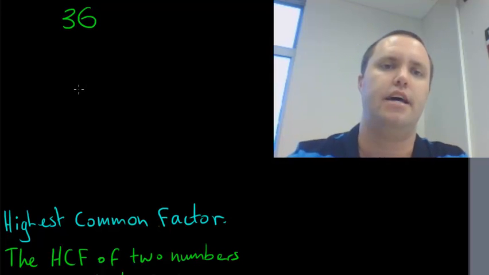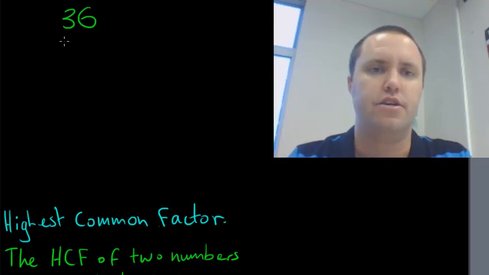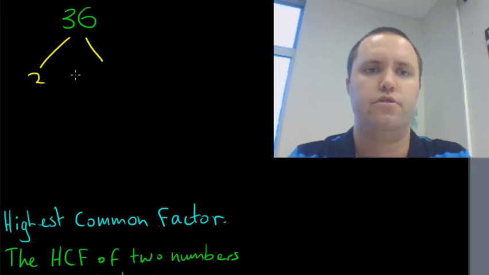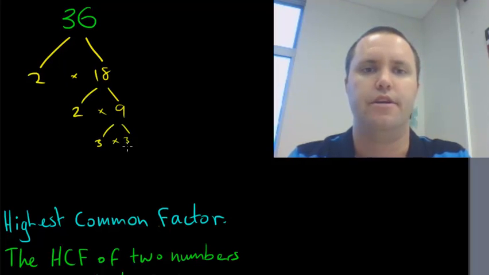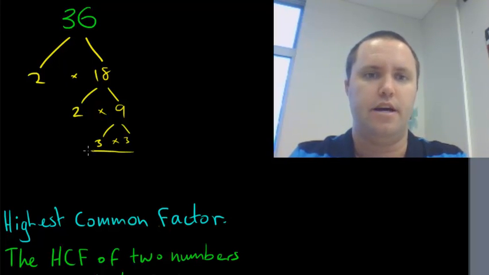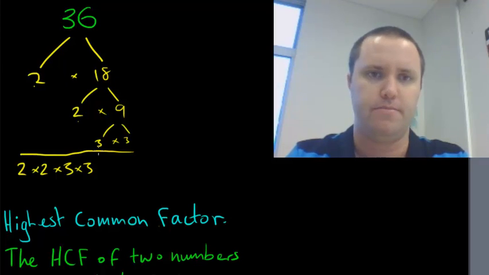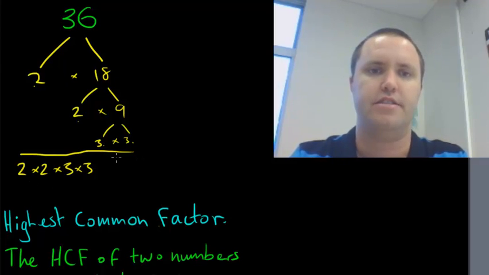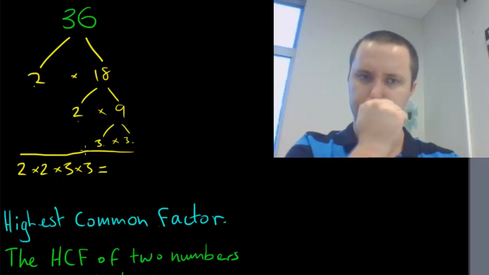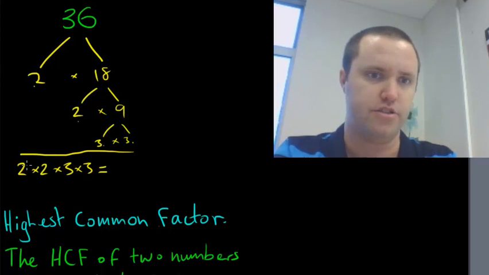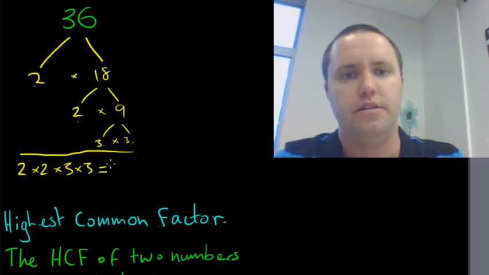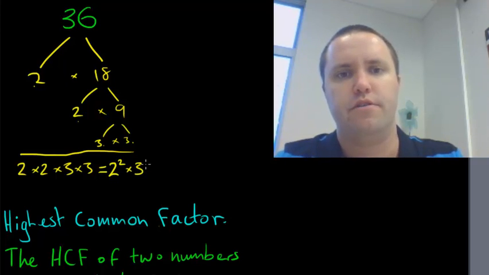Again, 36 is an even number, so it's easy to go with the 2 times 18. 2 stays. 18 is 2 times 9. 9 is 3 times 3. And that means our prime factorisation for 36 will be 2 times 2 times 3 times 3. Okay? You have to put all the primes into this prime factorisation. It's always nice if you shorten it using index notation. So 2 times 2 is 2 squared times 3 squared.